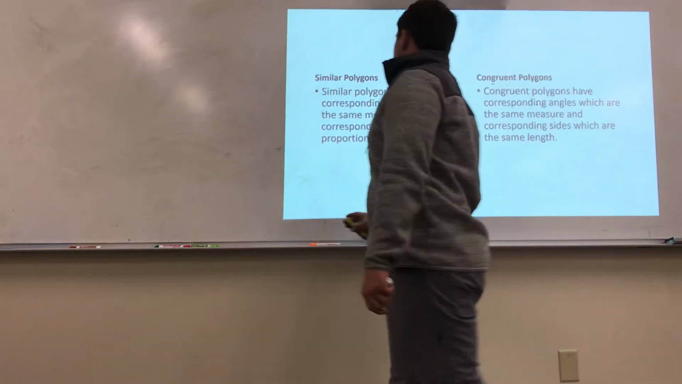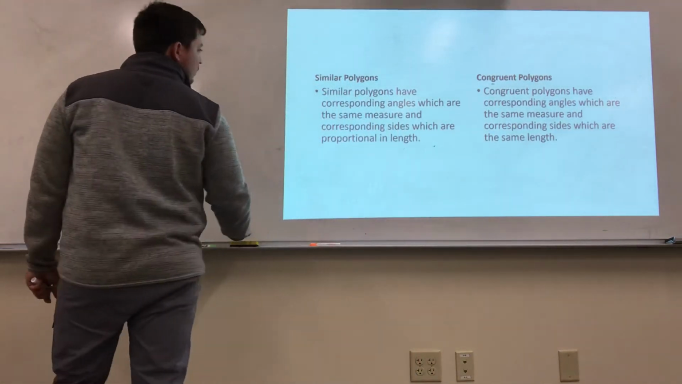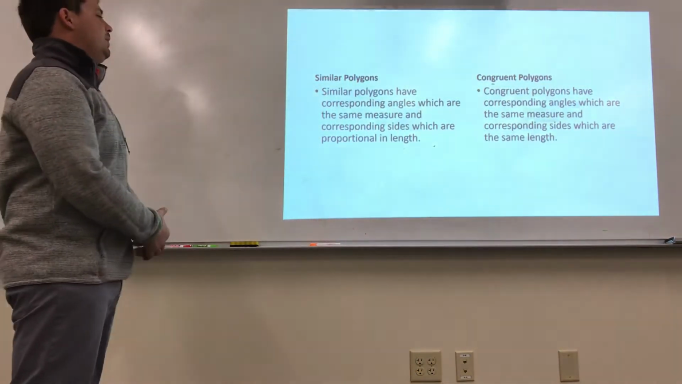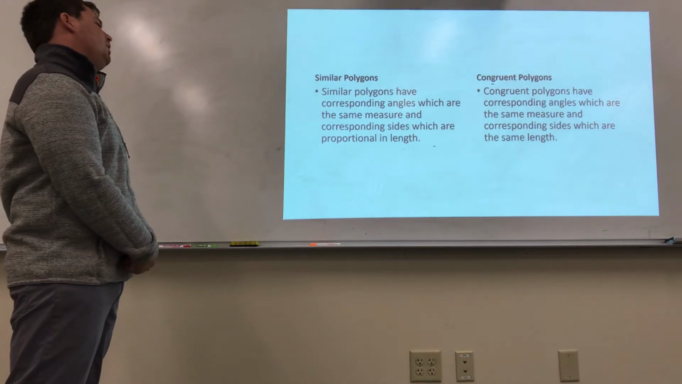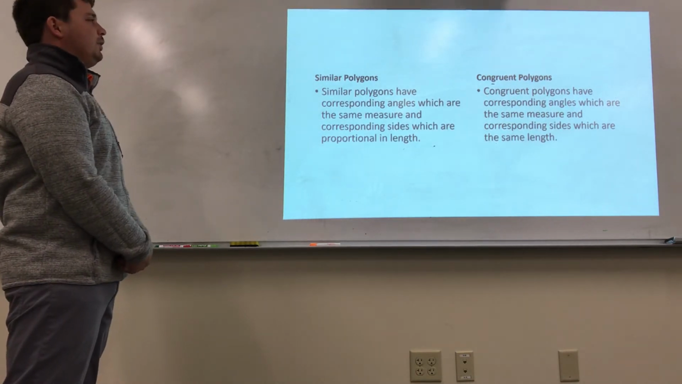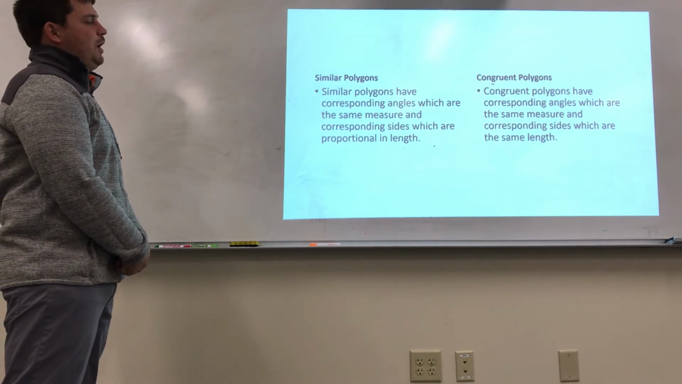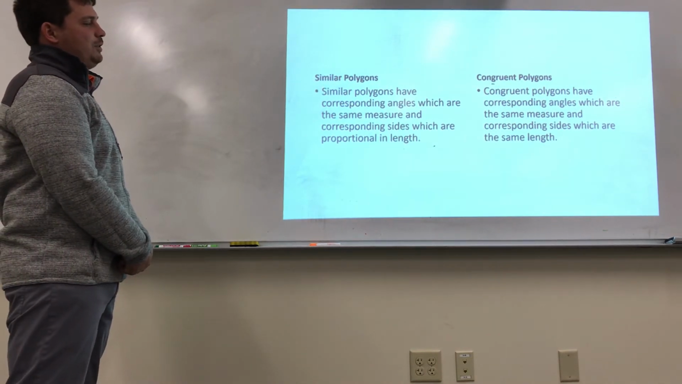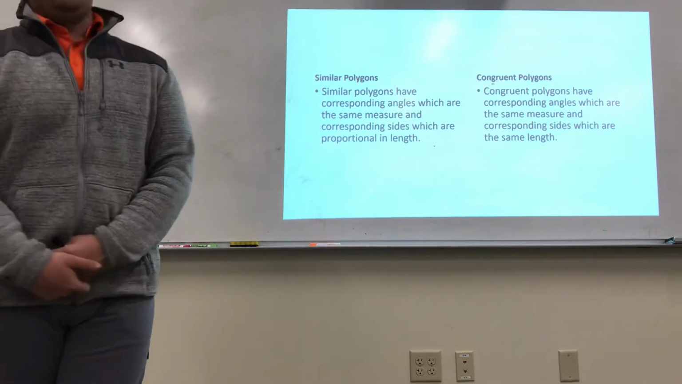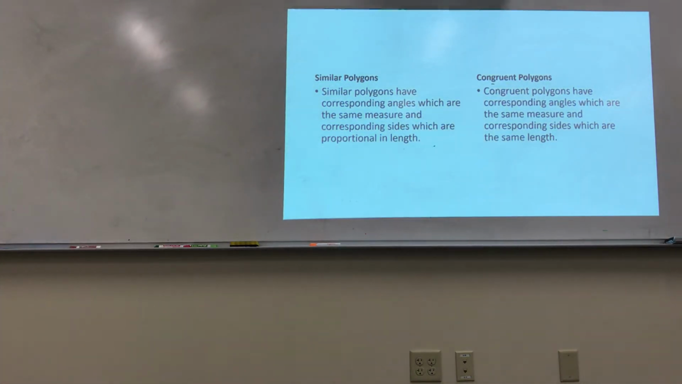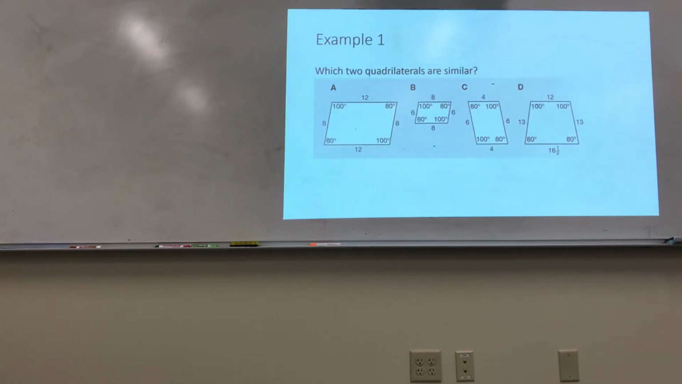Similar polygons have corresponding angles which are the same measure and corresponding sides which are proportional in length. Congruent polygons have corresponding angles which are the same measure and corresponding sides which are the same measure. So basically, if you are congruent, you're the exact same. If you're similar, your sides will be a little bit different.